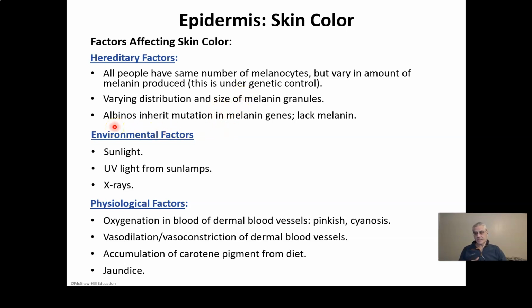Now, there's a condition called albinism, which we'll think of as albinos, right? We call the people who have this disease albinos. They inherit a mutation in the melanin genes, and so they lack melanin, and so they appear to be more white or really clear. It's really interesting to look at a person who has albinism.